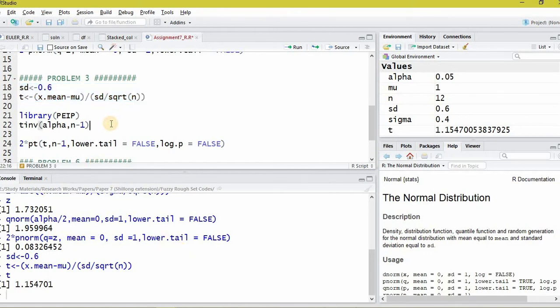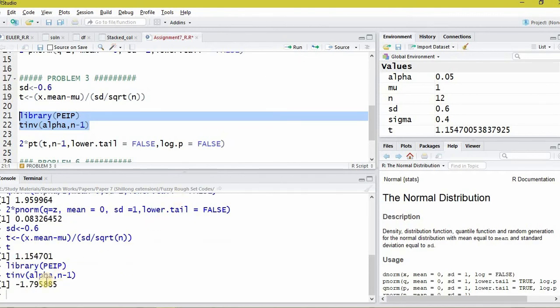Using the qt function, the t inverse function, which is in the PIP library. So you first have to load this library, and then we test using tinv with alpha comma the degrees of freedom, which is n minus 1. Here n was 12, so n minus 1 is 11. So with the degrees of freedom, what is the tinv here? It is minus 1.79. So whether to reject or accept the null hypothesis here, as 1.15, the observed T value, is less than the cutoff T value, we cannot reject the null hypothesis. We have to accept the null hypothesis. So here again we accept the null hypothesis.